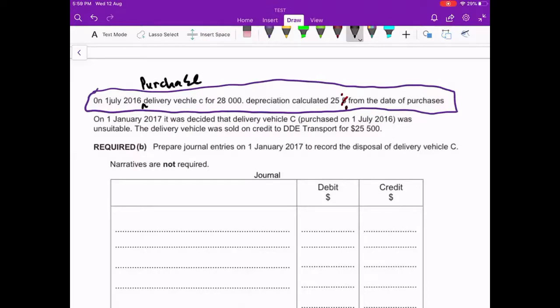Okay, you add this one also. On 1st July 2016, purchase delivery vehicle for 28,000. Depreciation calculated at 25% from the date of purchase. On 1st January 2017, it was decided that delivery vehicle C, purchased on the 1st July 2016, was unsuitable. The delivery vehicle was sold on credit to DDE Transport for 25,500.